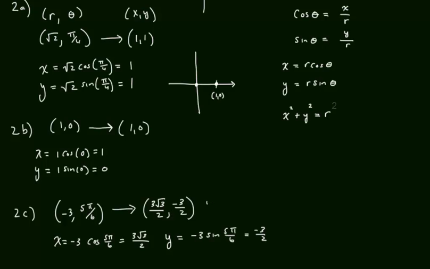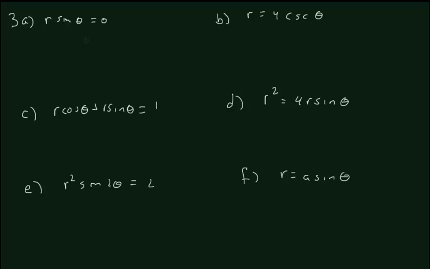There it is. In example 3, we're taking equations that are in polar form and converting them into Cartesian form equations, ones that we recognize easily with x and y. So here we go. r sine theta equals 0. We should recognize r sine theta is y. So y equals 0 is the equation, a horizontal line, the x-axis. Next one, well, r is 4 over sine theta, which says that r sine theta equals 4, or simply y equals 4.